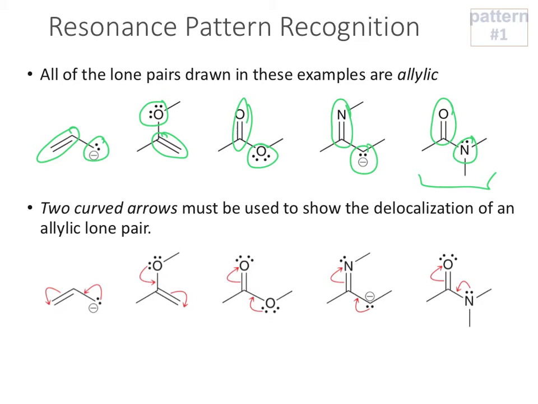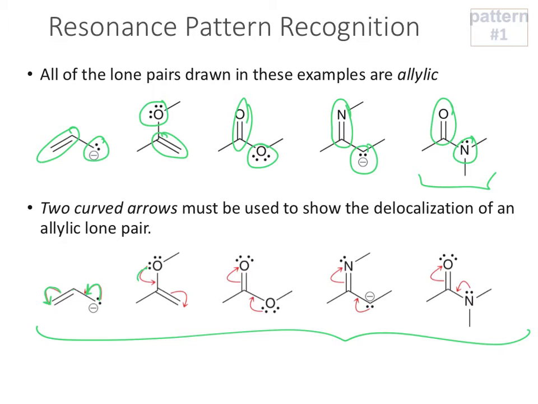When you show the resonance structure for this pattern, you actually will use 2 curved arrows to show the movement of the allylic lone pair. And this illustrates the arrows. So you're going to have one arrow going from the lone pair to the center of the bond between the carbon with the lone pair, or the atom with the lone pair, and the next door atom. And then simultaneously, you're going to have a second curved arrow showing movement of the pi bond, and you're going to draw it from the center of the pi bond to the atom there.